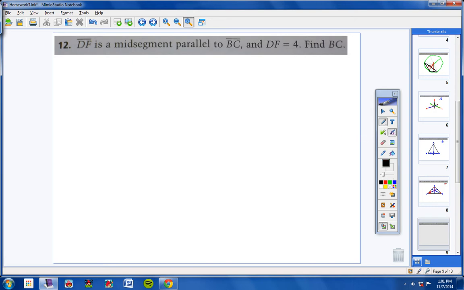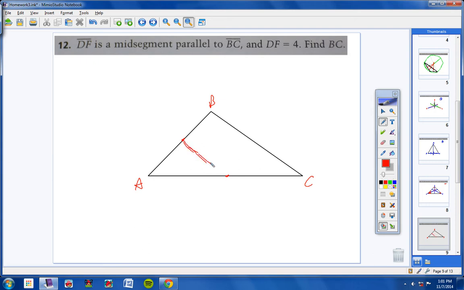All right, let's draw our triangle ABC. DF is a mid-segment parallel to BC, so it has to run parallel to BC. So DF must go from here to here. So there's DF, okay? So DF is a mid-segment parallel to BC. DF is 4. What is the length of BC?